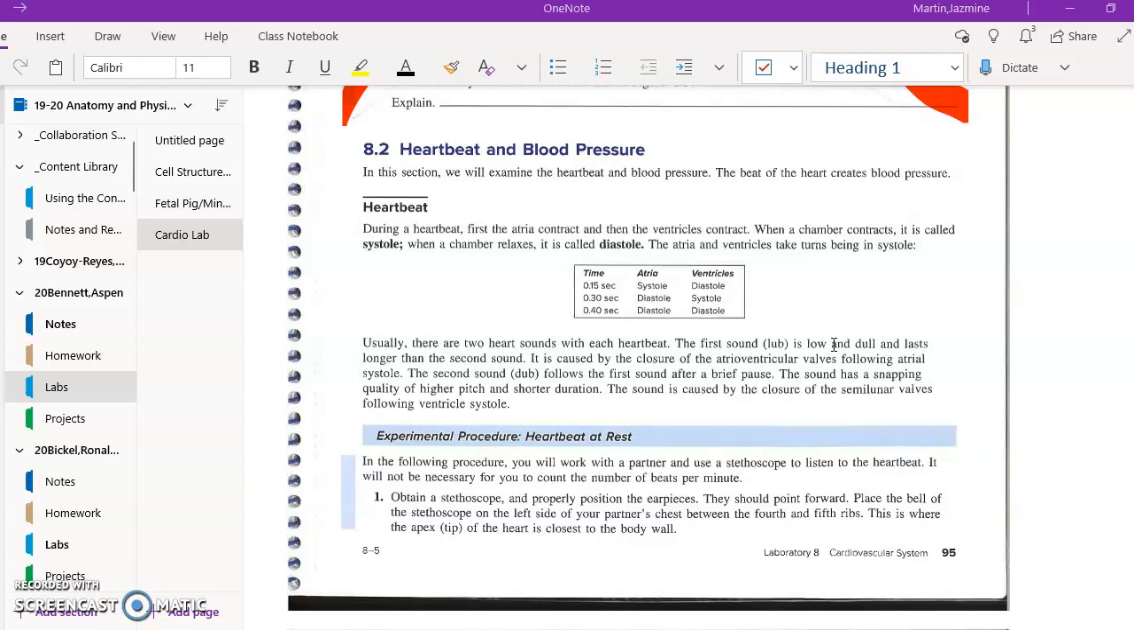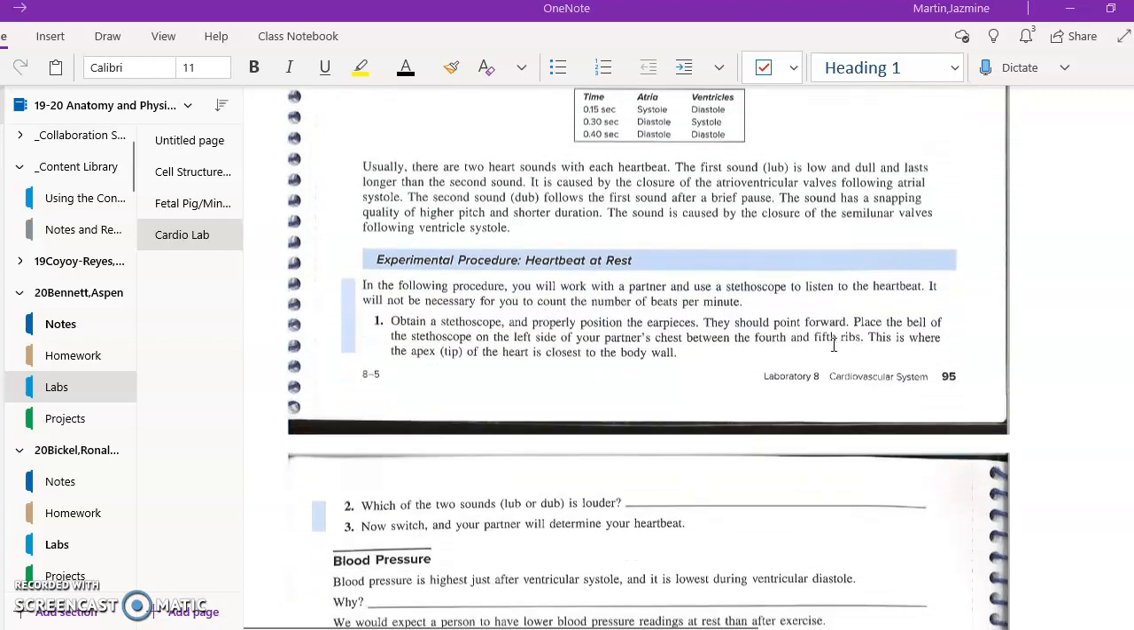The second, dub sound is going to be the snap. It has kind of like a snapping quality, and it's shorter in duration. And it's the closure of the semilunar valves. So it's going to be the pulmonary semilunar and the aortic semilunar valves. So the first one is your lub, and then the second one is your dub. And those are just the valves closing.